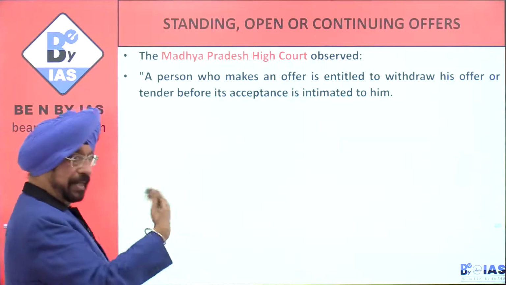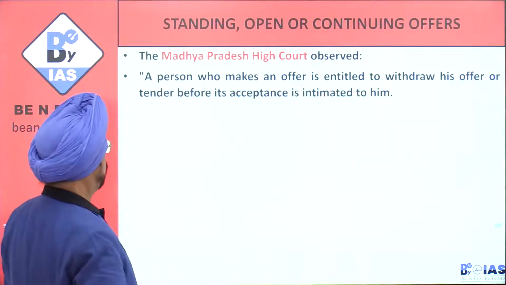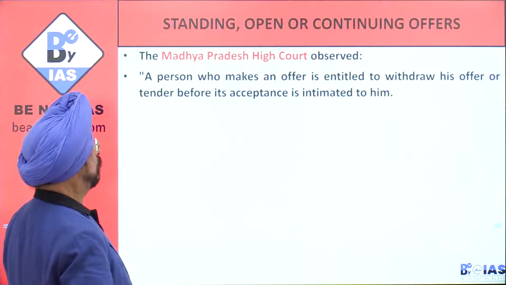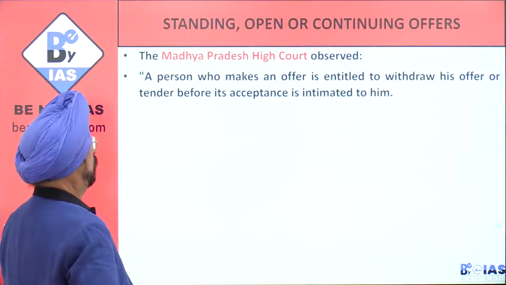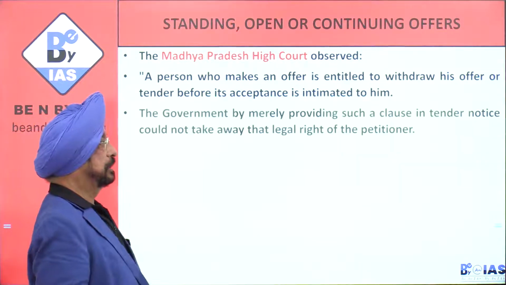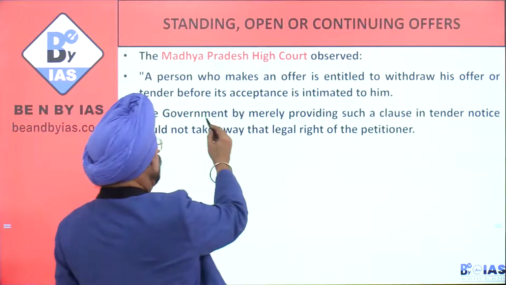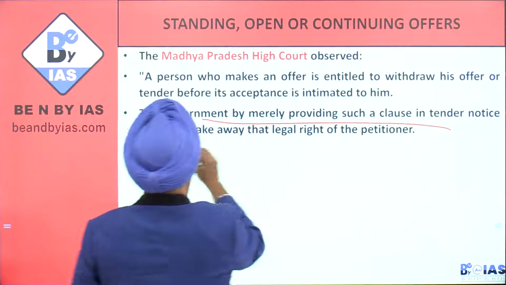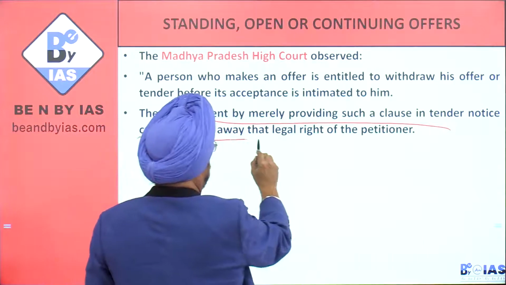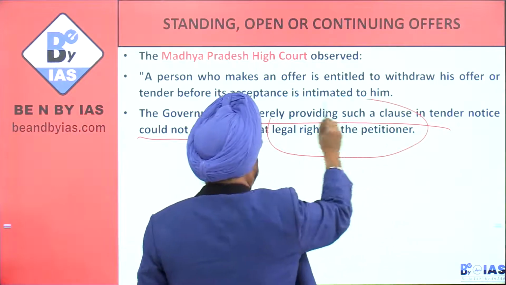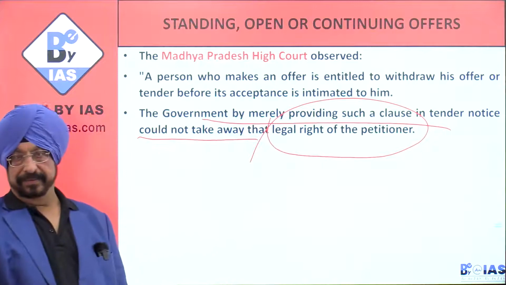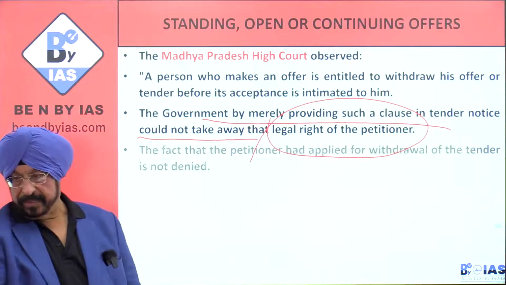So what further you can see? A person who makes an offer is entitled to withdraw his offer or tender before its acceptance is intimated to him. The government, by merely providing such a clause in the tender notice, would not take away the legal right of the petitioner. हो गया clear?